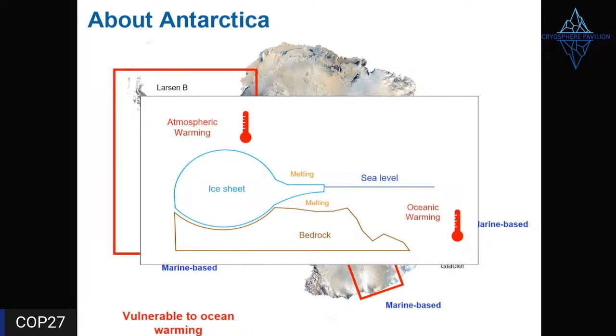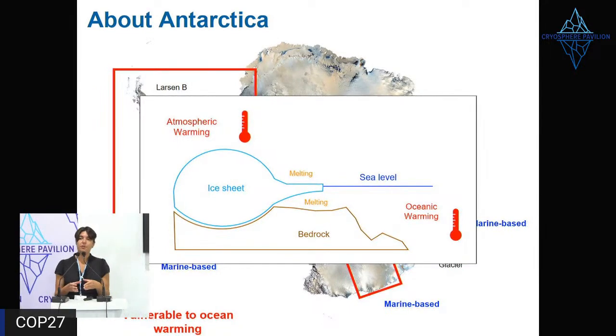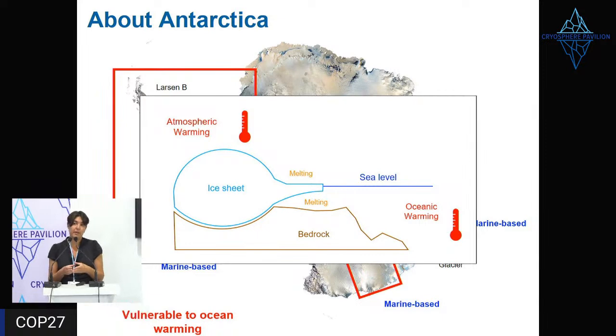It creates some termination platforms that float and are about 200 to 400 meters thick at the front. Those platforms are called ice shelves. So Antarctica is full of these marine terminations of glaciers, much more than Greenland, for example. And most of them are much larger, because Antarctica is much larger than Greenland also. The particularity of Antarctica is to have most of the outlet glaciers floating on the ocean, which makes the floating part very vulnerable to oceanic warming.